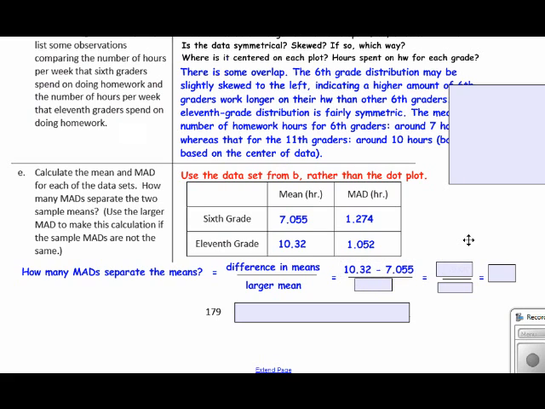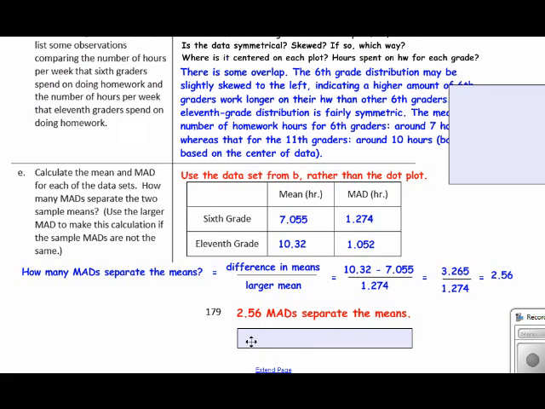We subtract, and we get 3.265. The larger of the two MADs, 1.274. Do the division, and the answer is 2.56. So the question was, how many MADs separate the means? And the answer is 2.56 MADs separate the means.